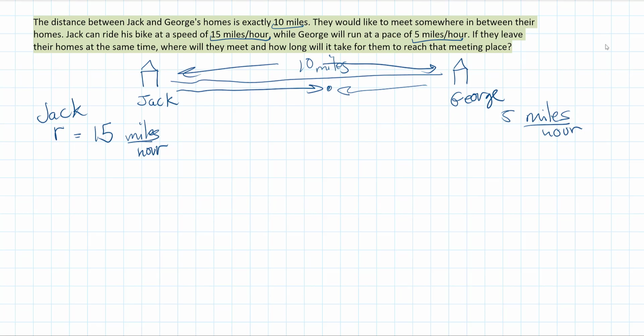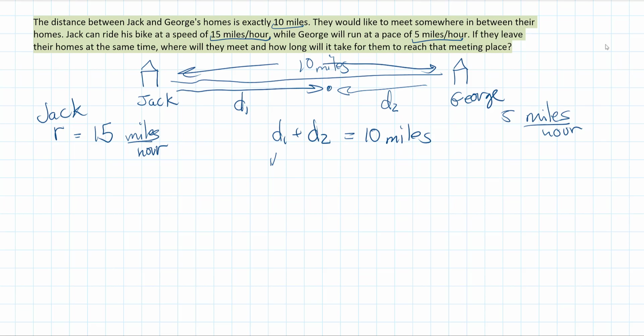We don't know what this point is. That's sort of what we have to investigate and calculate, but we know they'll meet at some distance from both their homes. Now, let's call the distance from Jack's home D1 and the distance from George's home D2, right? What we know is that D1 plus D2, the total distance, is just 10 miles. Okay, so we know that.